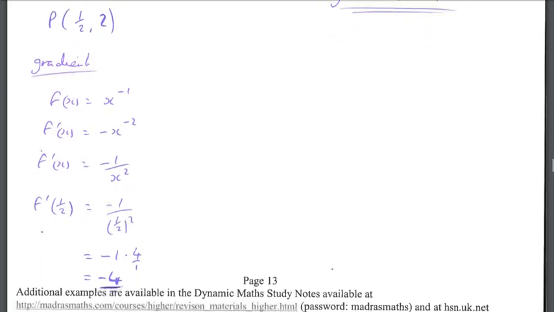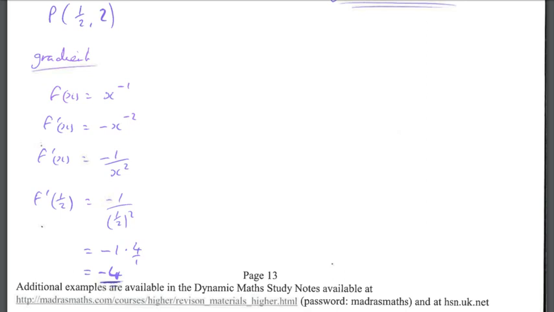So f of x equals 1 over x. So we need to rewrite that as x to the power -1. Power to the front, reduce the power by 1. Remember, we're differentiating at this point, so we should be writing f dashed of x. So f dash of x equals -x to the power -2. Now, if this is non-calculator, which it more than likely would be, I would be rewriting this as -1 over x squared before substituting in the 1/2.